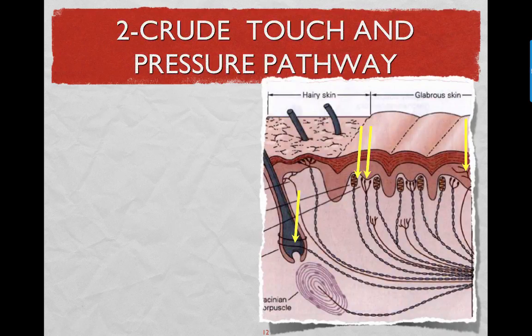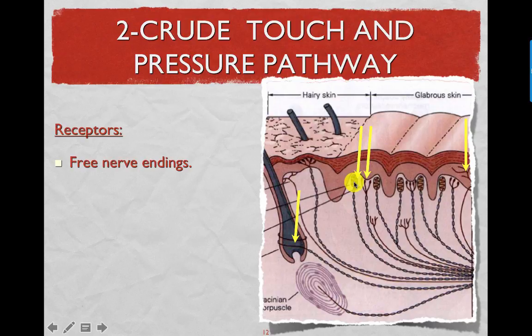Then we will move to the crude touch pathway. Here the receptors are the following. We have the free nerve endings exactly like the pain and temperature pathway. We have also the nerve endings that are mentioned in the fine touch, which is the Merkel disc and the Meissner corpuscle. In addition to a new nerve ending special for this crude touch, which is the peritrichial nerve fibers around the hair follicles.